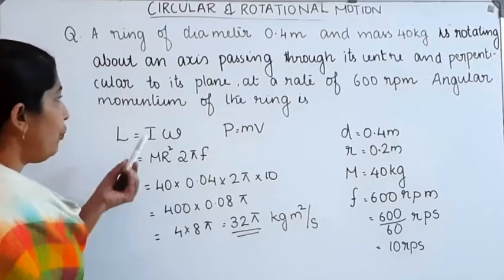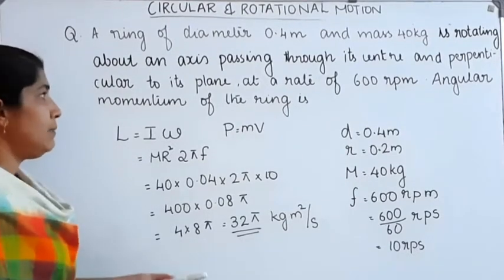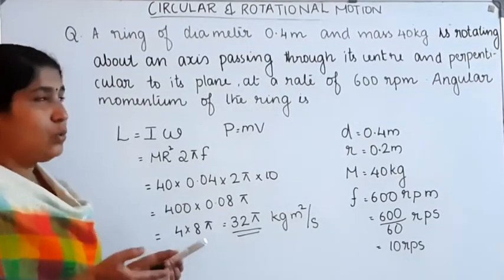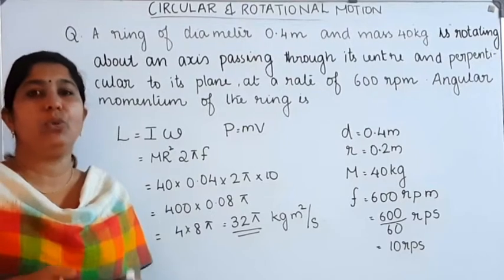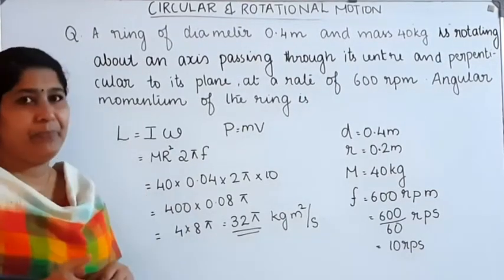The moment of inertia of the ring about an axis passing through the center and perpendicular to its plane is known. It's equal to mr square.